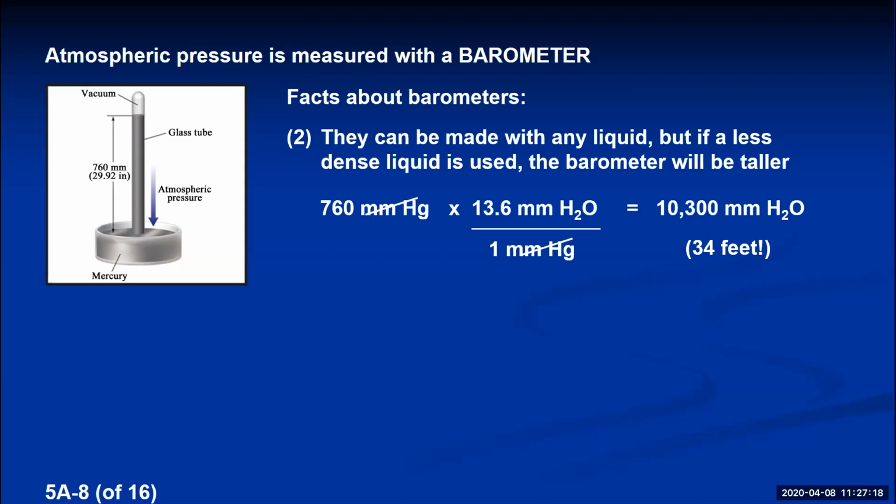Now, how did I get that number? 13.6 millimeters of water equals 1 millimeter of mercury. Let me show you where that came from, okay? For a mercury barometer, the atmospheric pressure we know is the force of the atmosphere over the area that it's pushing on in the open beaker. And if we use mercury in a barometer, then that's going to equal the force of the mercury divided by the area that the mercury is pushing on. They have to be equal because you have an equilibrium, equal forces between the atmosphere and the mercury.